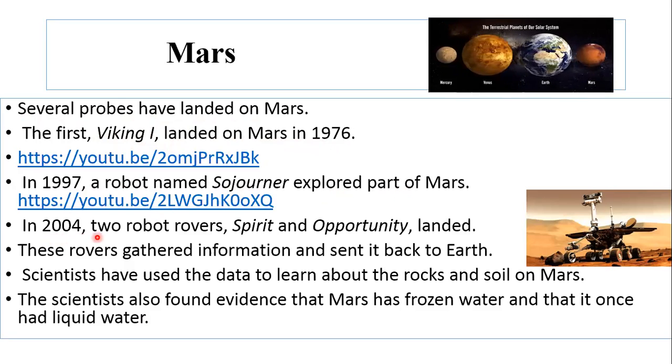In 2004, two robot rovers, Spirit and Opportunity, also landed on Mars. These rovers gathered information and sent it back to Earth. Scientists have used the data to learn about the rocks and soil on Mars. Now, the scientists also found evidence that Mars has frozen water and that it once had liquid water.